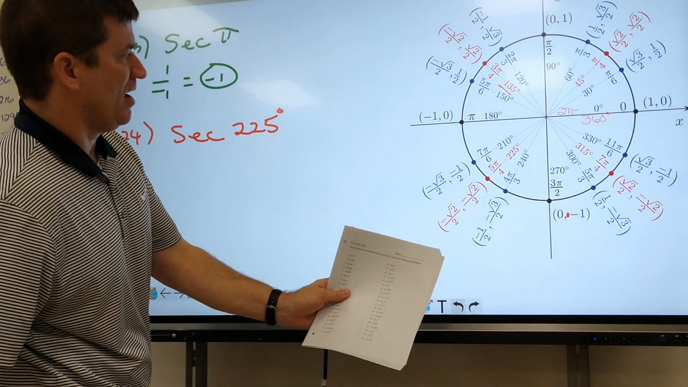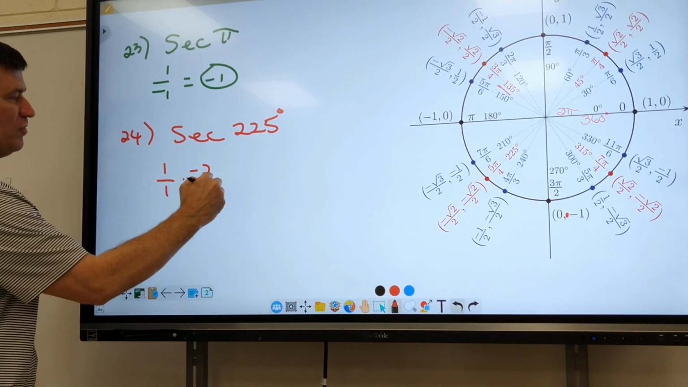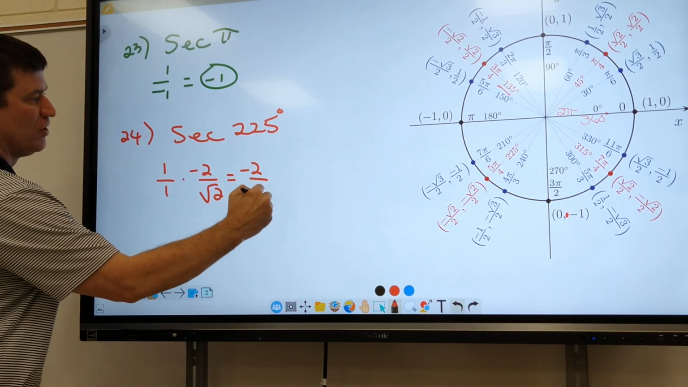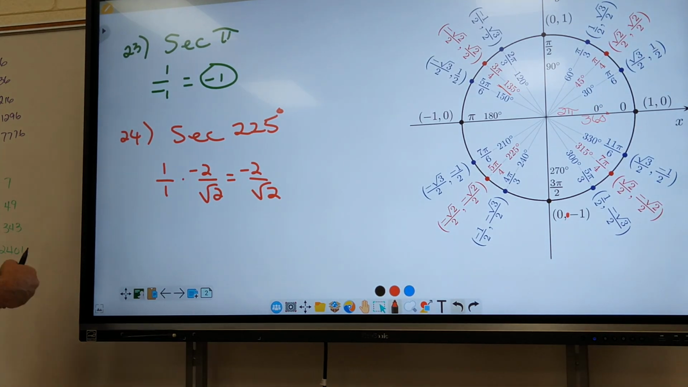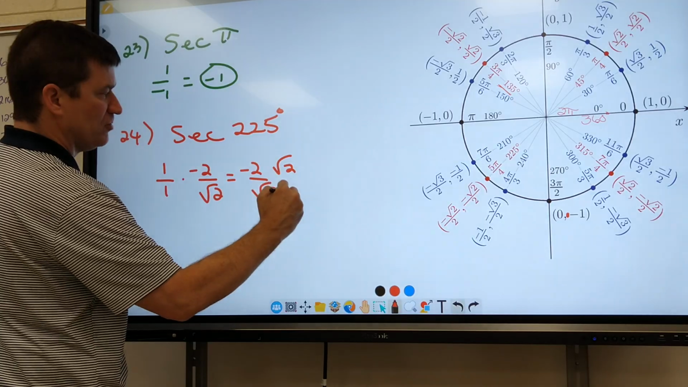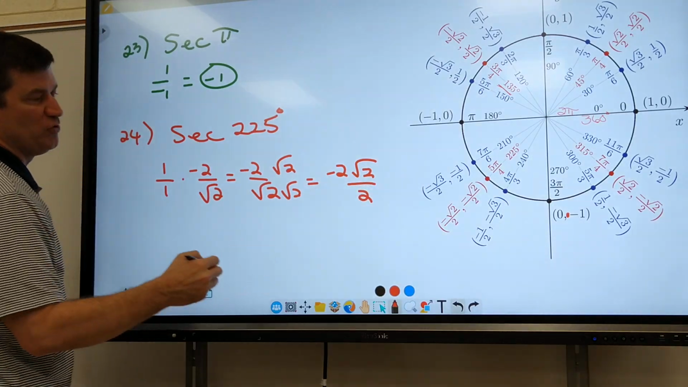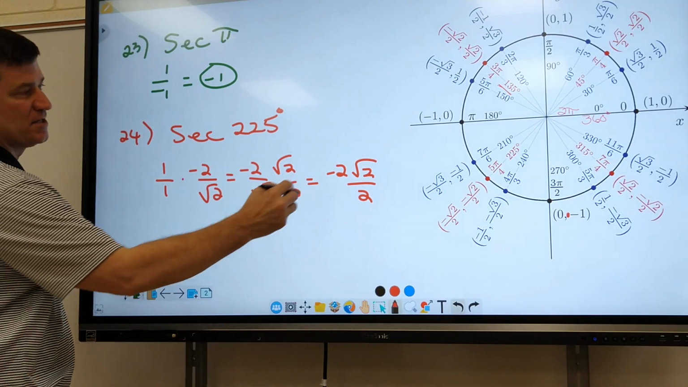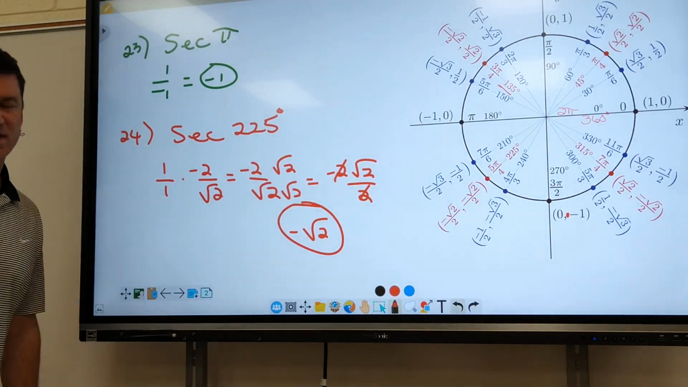Secant is 1 over x. So 1 over 1 times negative 2 over root 2 is negative 2 over root 2. Now, we've had this one before. All right, you can't leave a root on the bottom. So I multiply both sides by root 2. I got negative 2 root 2 over 2, and I can simplify these 2's. Final answer I got on 24 is negative root 2.